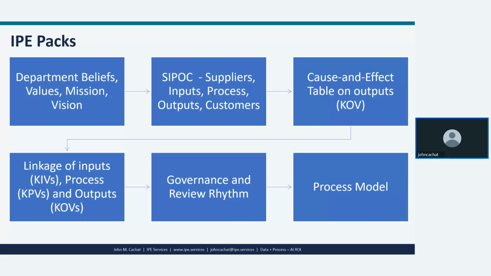So unlike traditional approaches where knowledge is scattered across department silos and disparate systems, an IPE pack brings it all together, from process maps and instructions to validation rules and AI prompts, into a single structured repository, a process fabric, if you will, that serves as a definitive source of the truth.